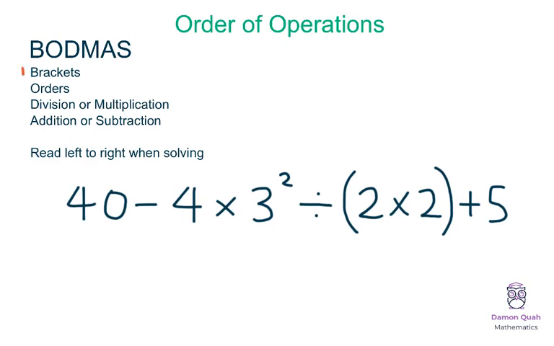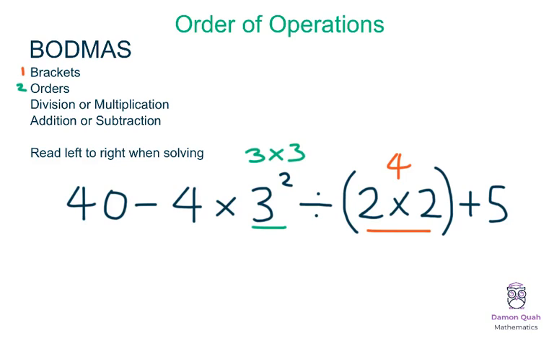First, we tackle the brackets. So in red here, I'll underline it and solve it. 2 times 2 is 4. Pretty straightforward so far. Next, we look at orders. Now, 3 to the power 2 is actually just 3 times 3.